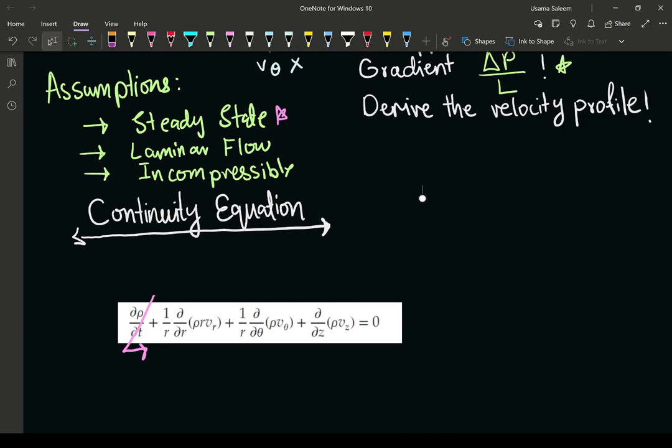So that means I'm going to get rid of the r term, since Vr is equal to 0, and I'm going to get rid of the theta term, since V theta is equal to 0. And voila, this is the only thing that survives.